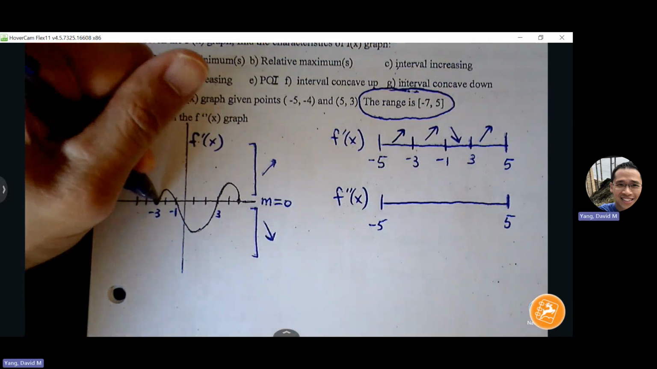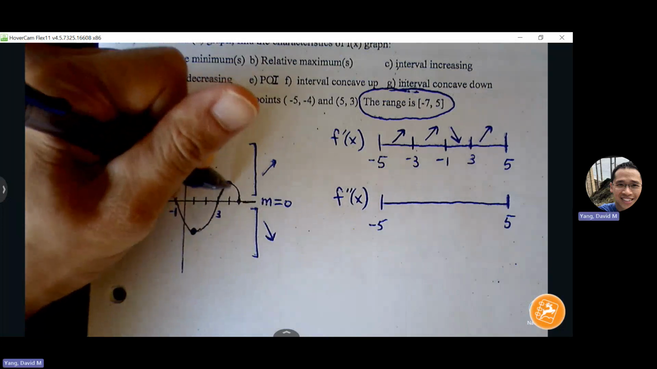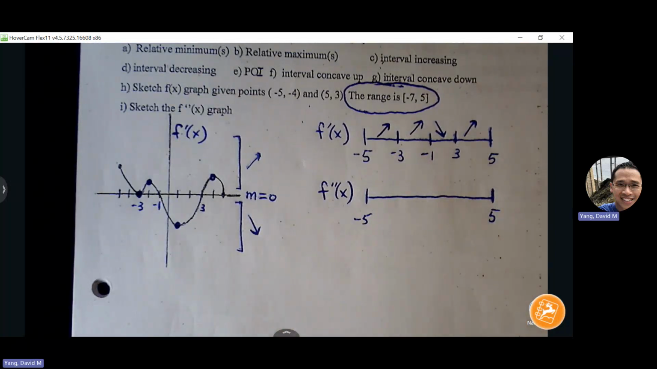I'll highlight those points. Some of them overlap, that's right. Some overlap, but that's okay, right? An x-intercept can be a peak or valley. If that's the case, then we'll make them show up again.